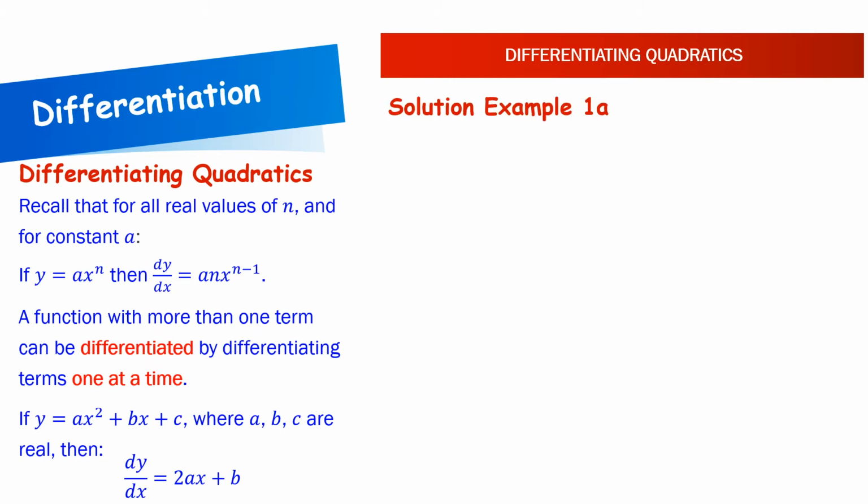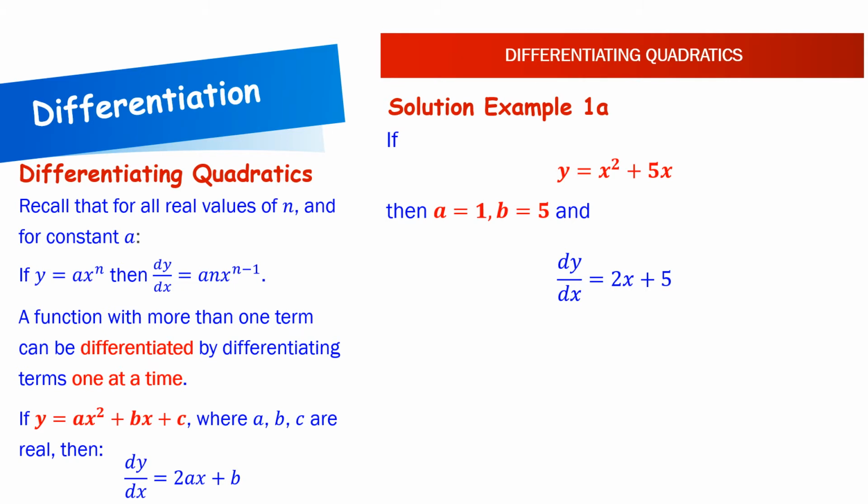Now let's solve example 1a. We are required to find the derivative of y equals x squared plus 5x. We can use our formula for the quadratic. If y equals x squared plus 5x, then dy/dx equals 2x plus 5. How did we find this? Notice that in our quadratic, a equals 1 and b equals 5. We can simply plug these values in to obtain dy/dx equals 2 times 1 times x plus 5.